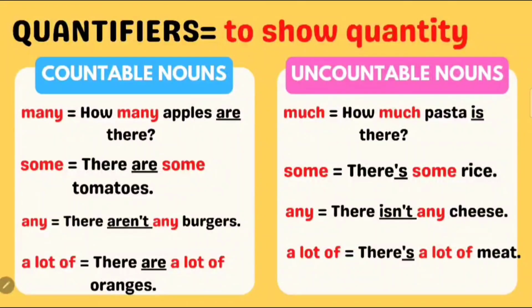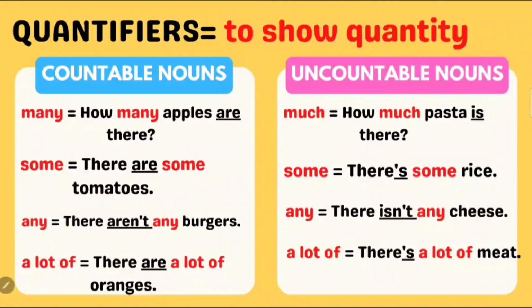Let's look at countable nouns first. We use many for countable nouns, such as how many apples are there? We can use some, such as there are some tomatoes. We can also use any. There aren't any burgers. And a lot of. There are a lot of oranges.